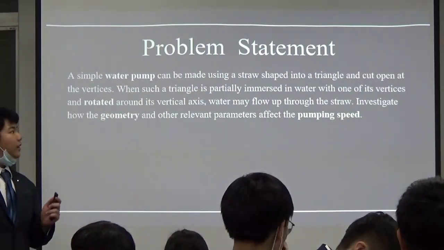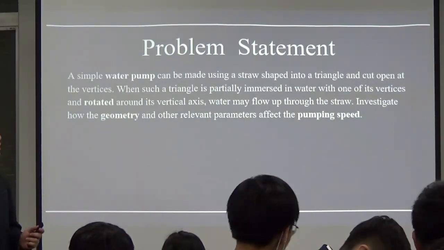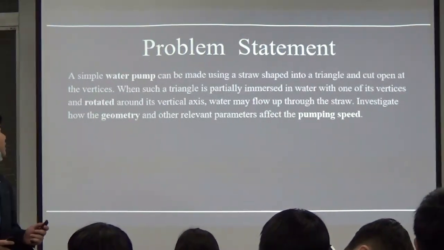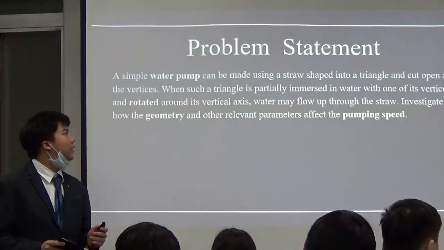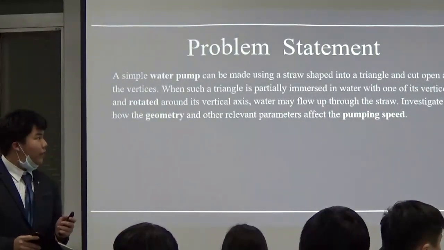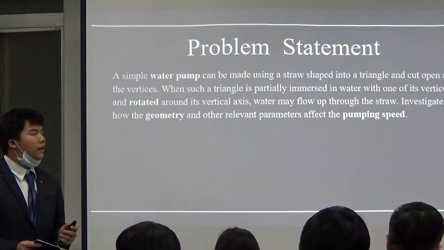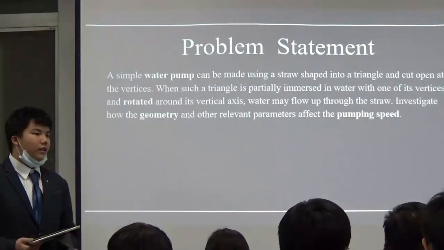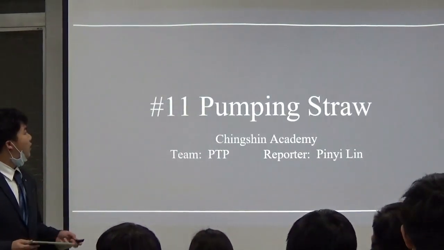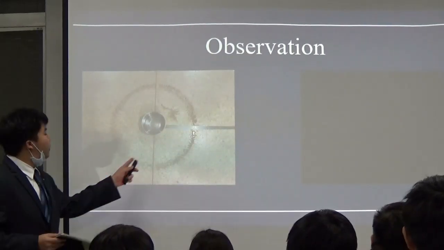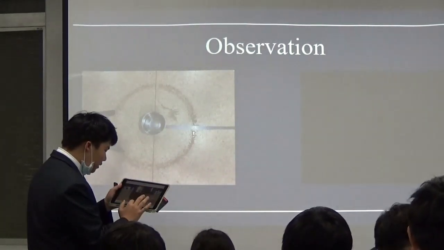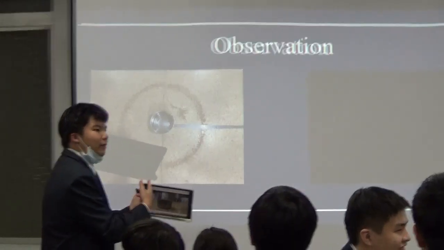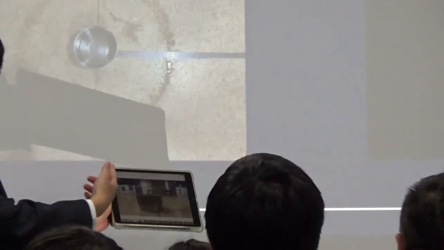The problem: a straw shaped into a triangle and cut open at the vertex. When such a triangle is partially immersed in water, one of its vertices is located around its vertical axis. Water may flow out through the straw. Investigate how the geometry and other relevant parameters affect the pumping. This is my observation in the videos here: the water will flow out from the straw.